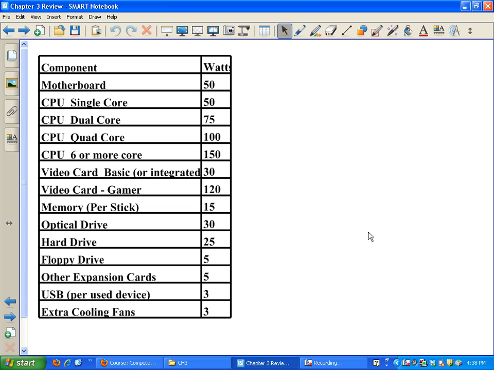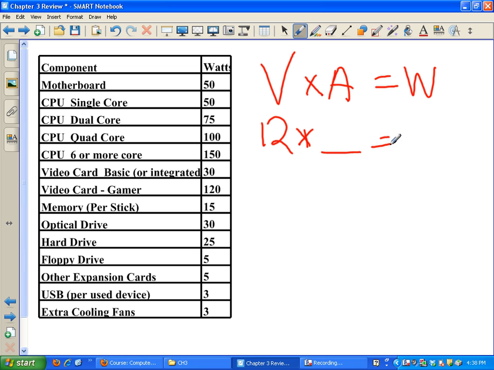Watts, again, is our volts, which is defined by the plug that it's connected to. In most cases, that's a 12-volt plug, times amperage, which we don't know, it depends on the component, equals watts, which is the total power that that item uses. I mentioned that power supplies are defined by their wattage, and how many watts a power supply can push out to its components is how good of a power supply it is, or at least it's one of the ways that a power supply is rated.